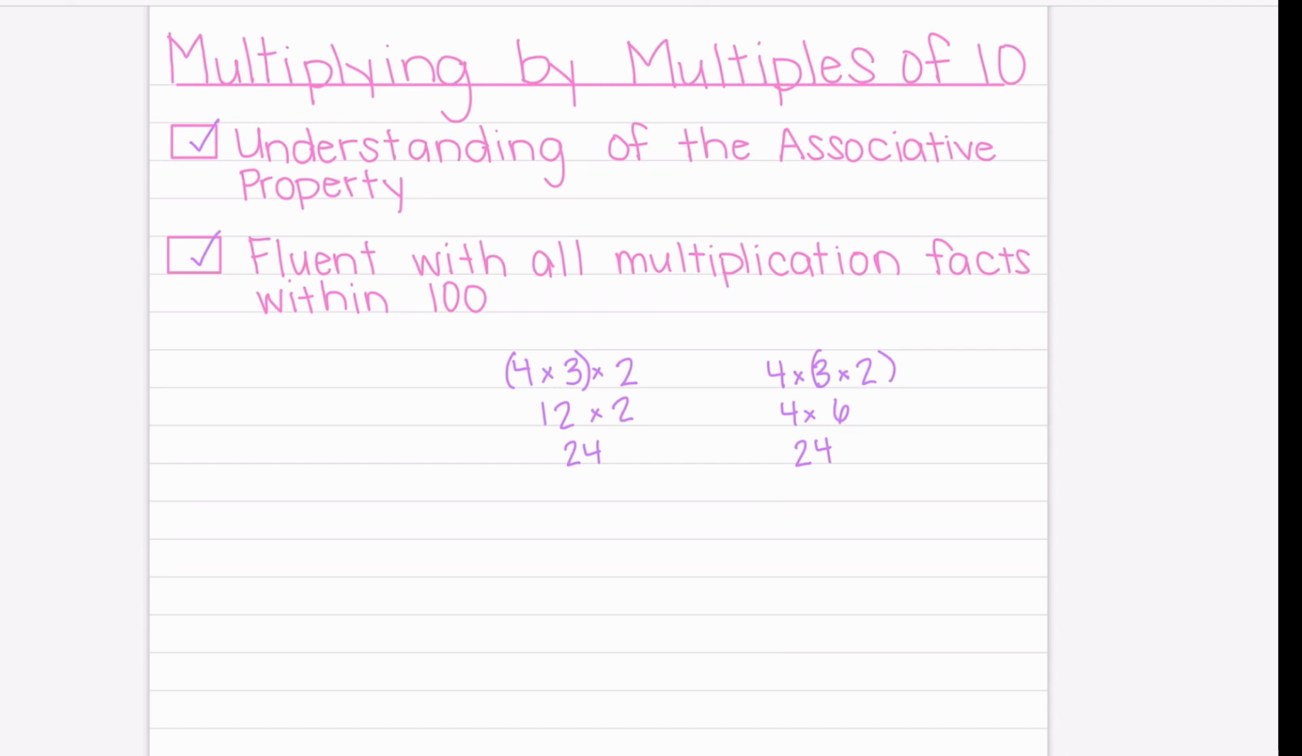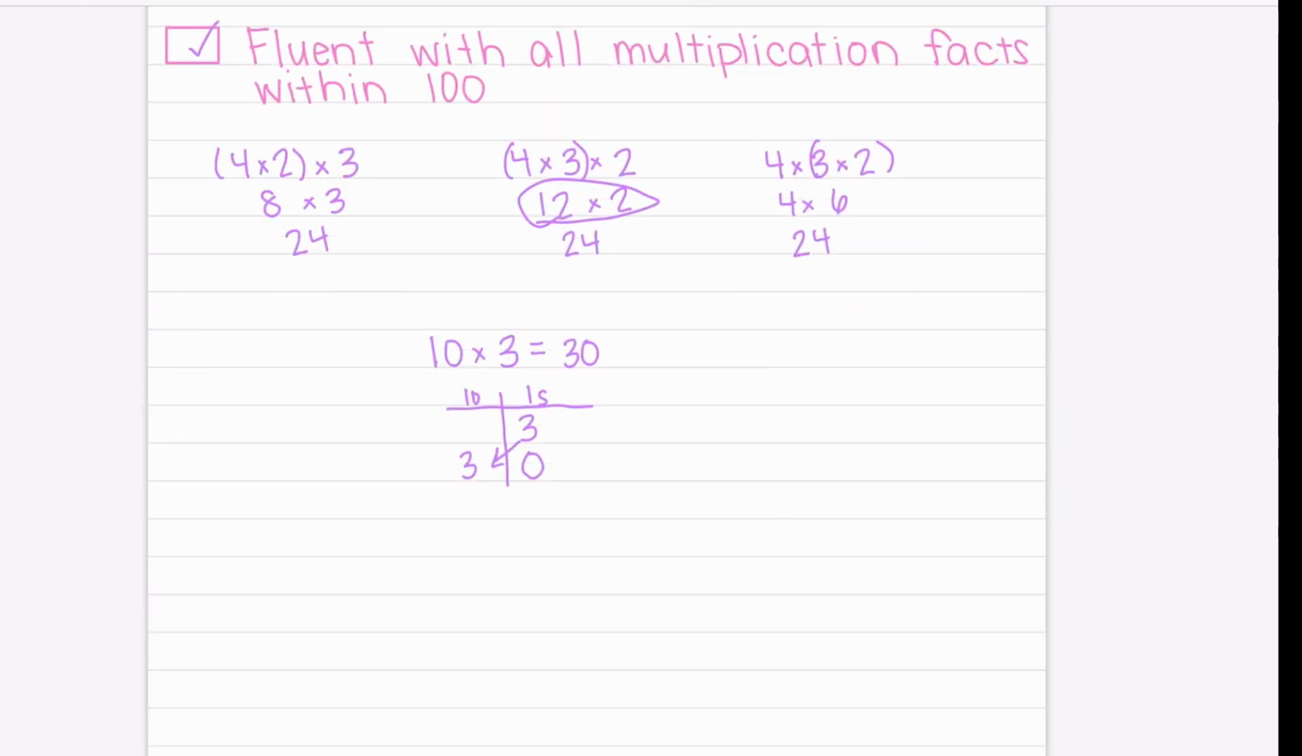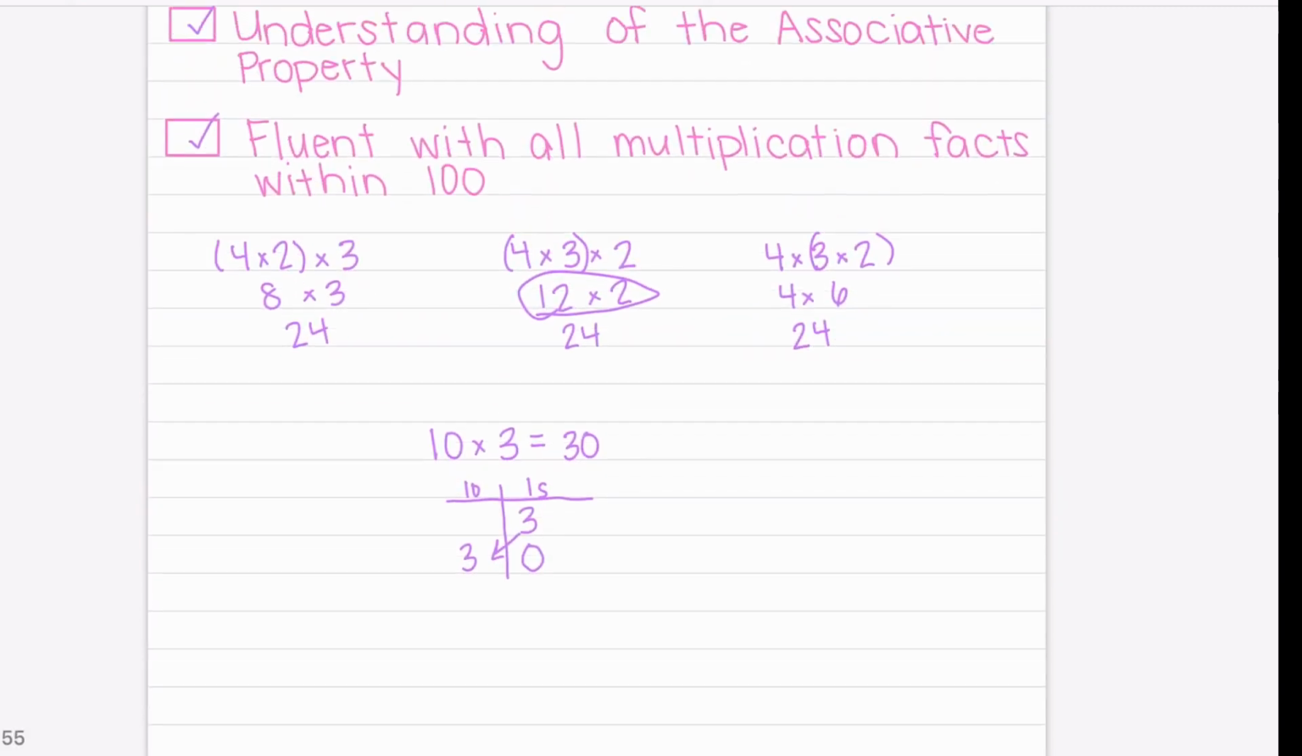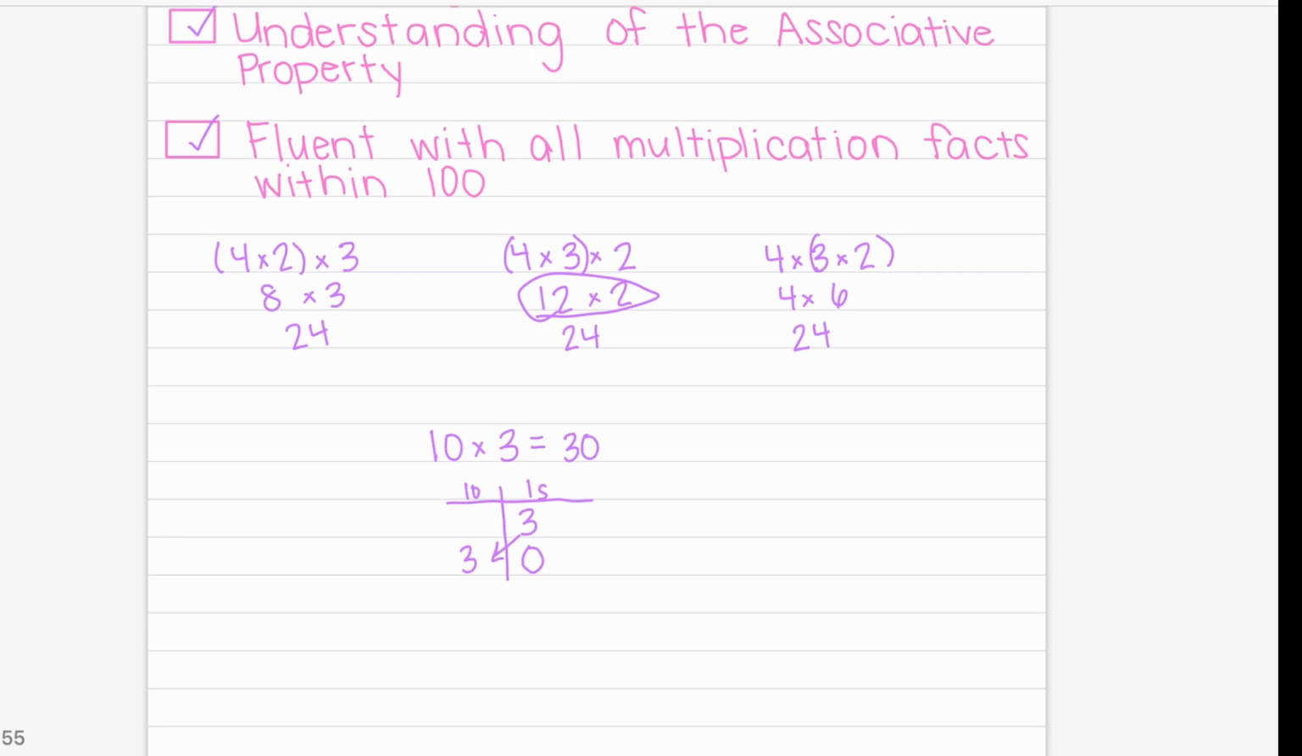This property is helpful because in this strategy, this created an easier problem. We could also rearrange it to do 4 times 2 first times 3, and as you see, we get 24 in every situation. Okay, we're going to take both of these topics and relate them to the strategy for multiplying by multiples of 10.